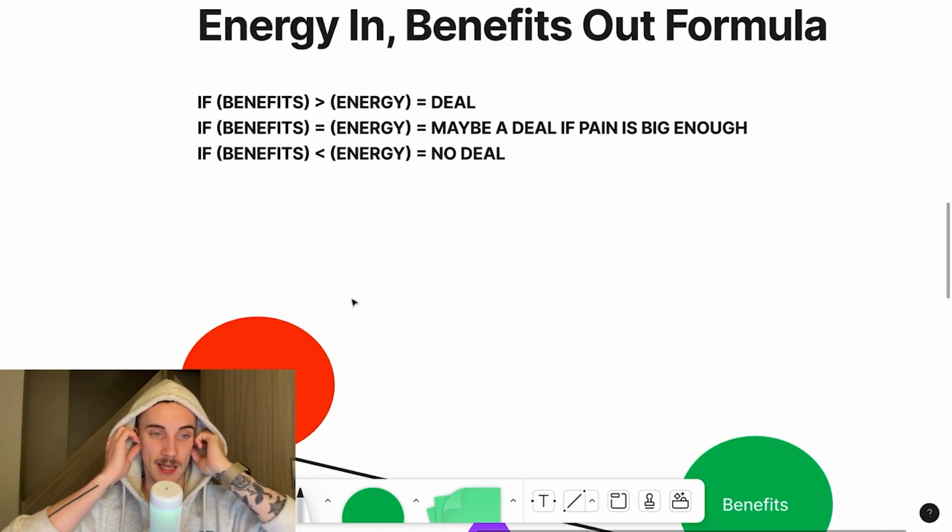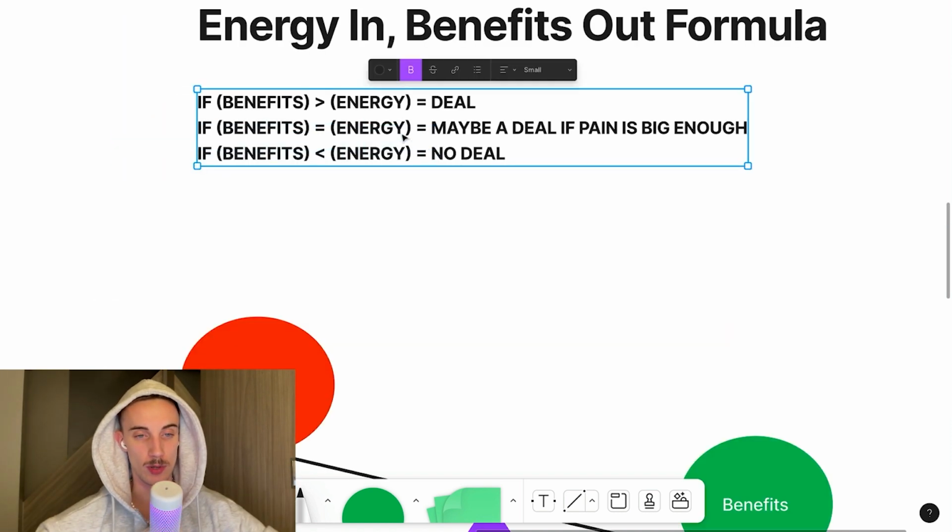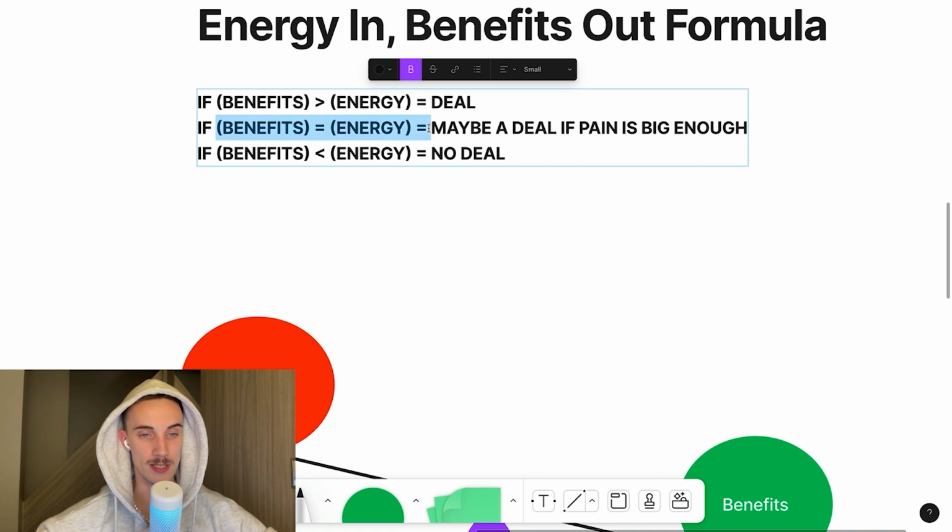But let's say the benefits are equal to the energy, or really close to equally as big and equally as heavy in their mind. If the pain is big enough, if they're really struggling, if they're in a painful situation, it could be a deal, but usually it's not enough to push the prospect over the edge.